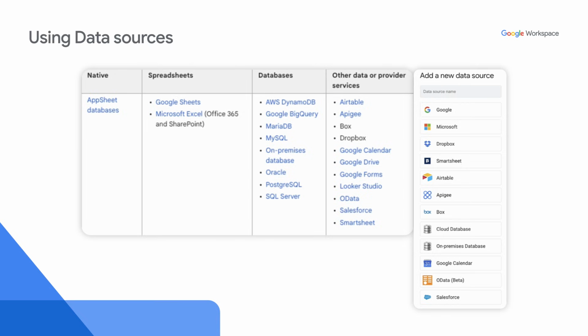Second, spreadsheets that include Office 365, Excel, Google Sheets. Third, databases that include MySQL, PostgreSQL, Microsoft SQL Server, Oracle, BigQuery, on-prem databases, etc. Fourth, other data or provider services like Google Drive, Google Calendar, Apigee, Smartsheet, Dropbox, Box, and Salesforce. Note that you can add data from multiple sources, for example, Google Drive and Dropbox together in the same app. All data sources in your account are available when you add tables to your AppSheet app.